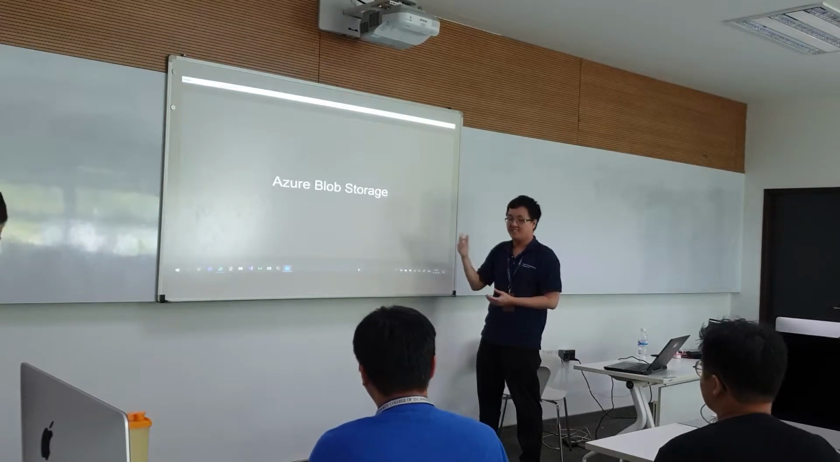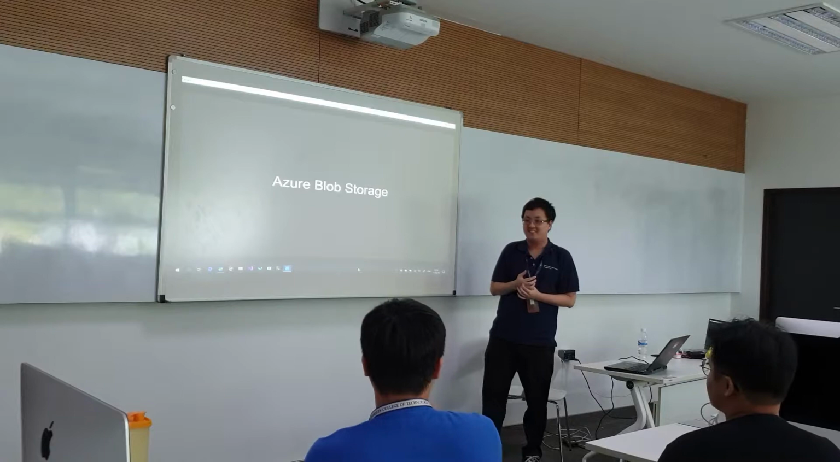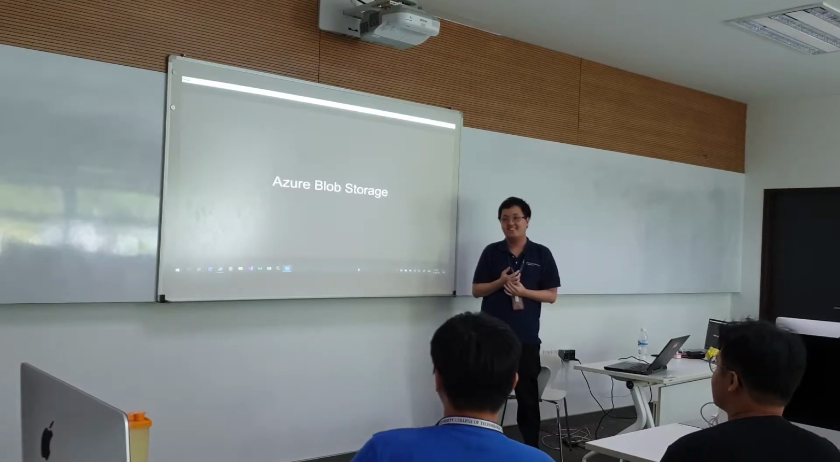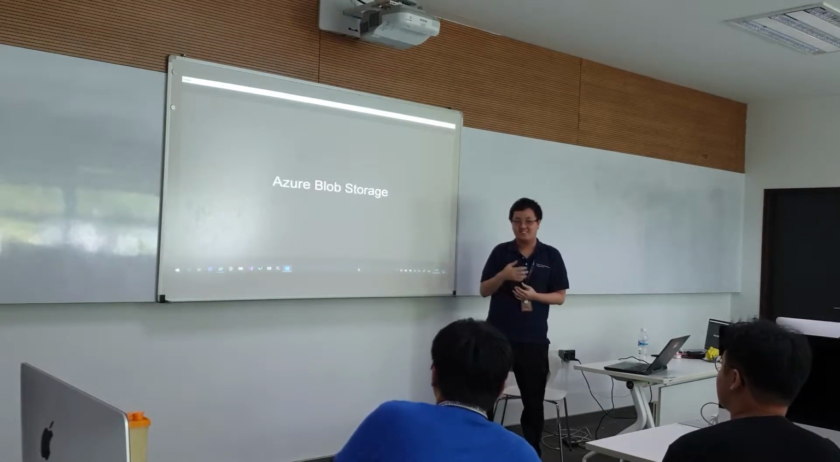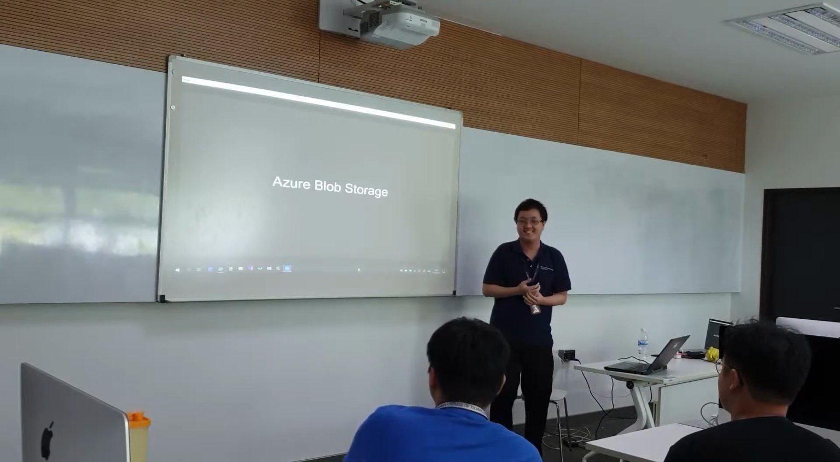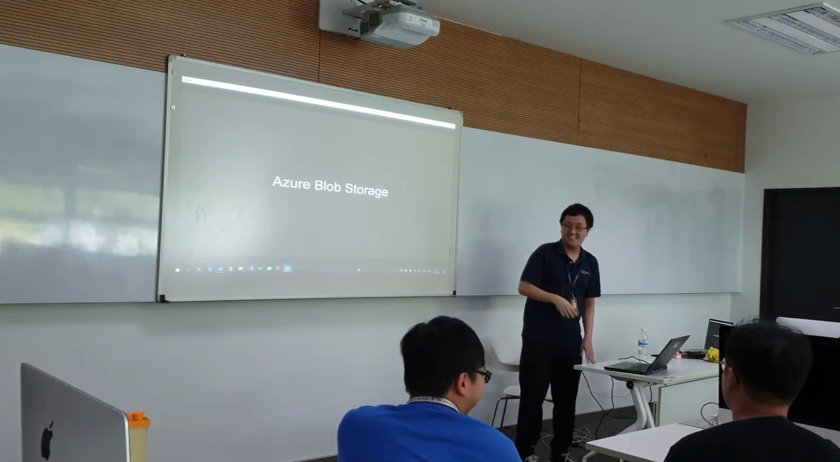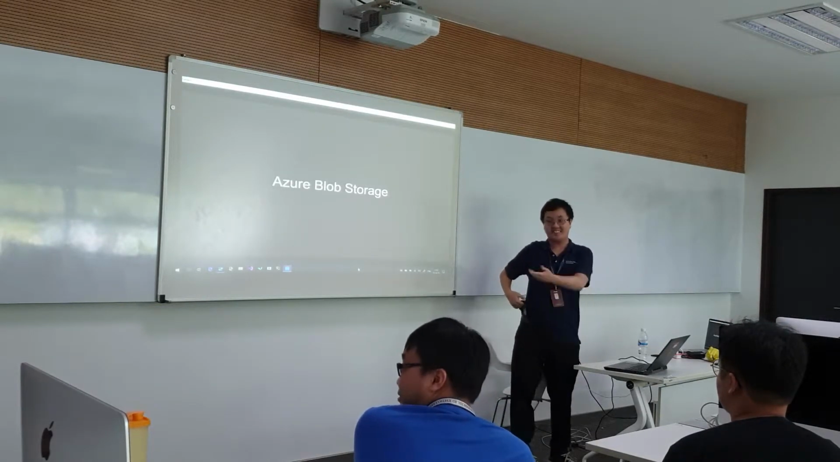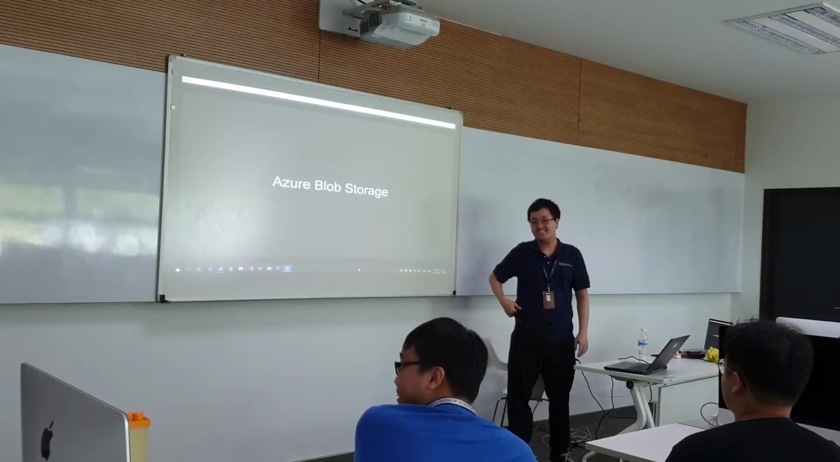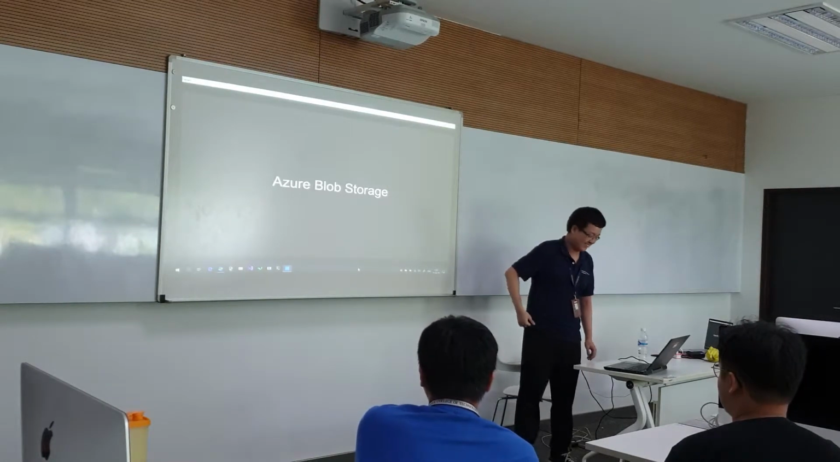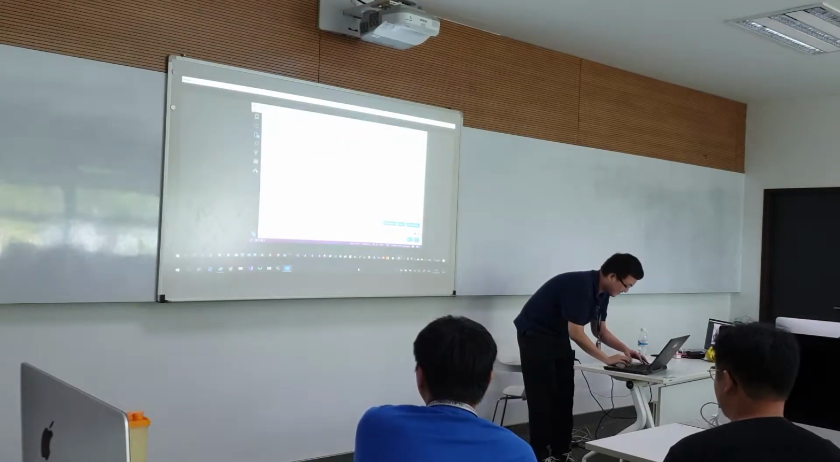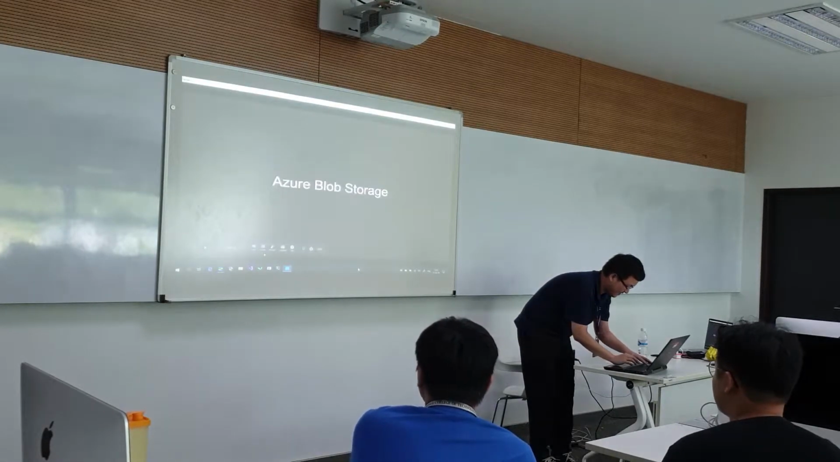Blob storage. If your app has file uploads, like images, I love it. Azure Blob Storage is the cheapest storage in the world. One gig is around a few cents. So it's the cheapest solution, a no brainer, you can just use it.